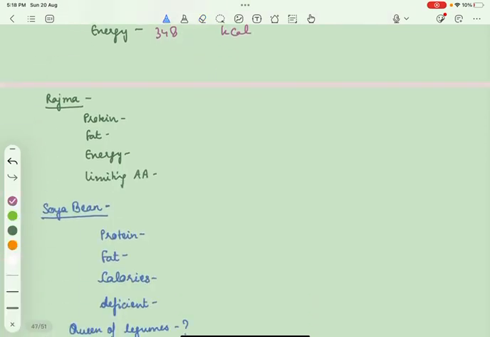The next one is rajma chawal. Who doesn't eat it? Rajma contains again 24 grams of protein, 1.2 grams of fat and 348 kilocalories of energy. And the limiting amino acids, since this is a pulse, are again methionine and cysteine. For cereals the common one was lysine; here two are common, methionine and cysteine.